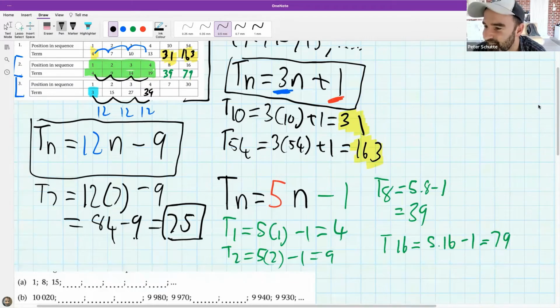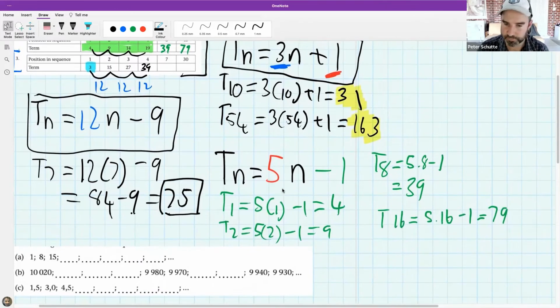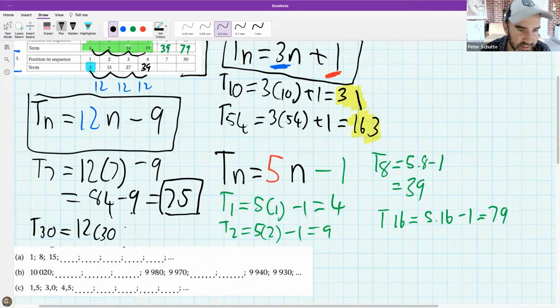I see some funny students. So somebody's already got the 50th one. Oh my goodness, I have to check. I don't know what the answer is for that. So 12 times 30 minus 9. So 10 times 30 is 300. So 360 minus 9, I get 351.